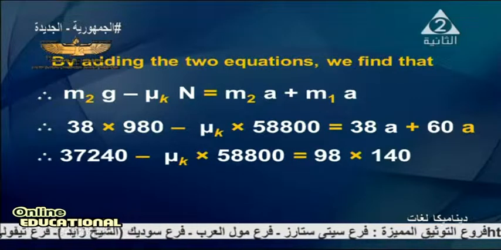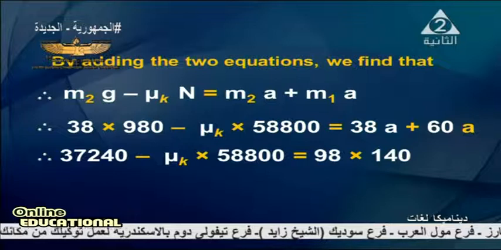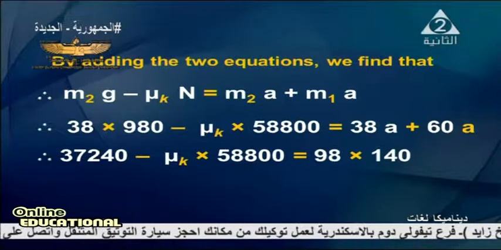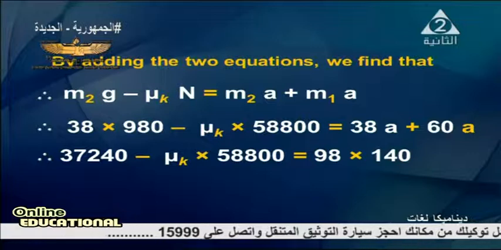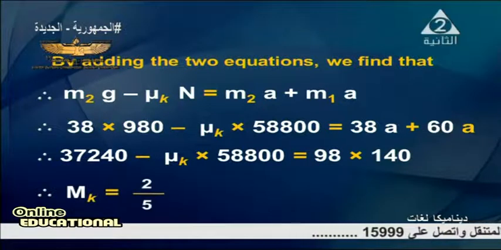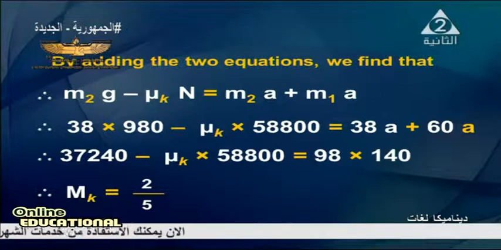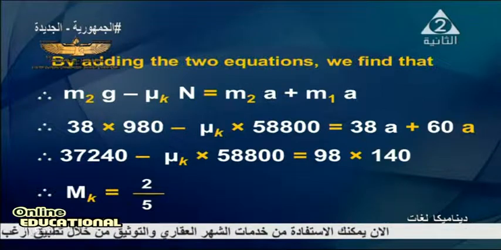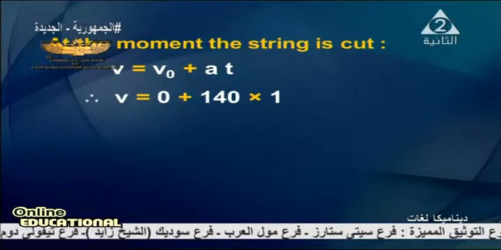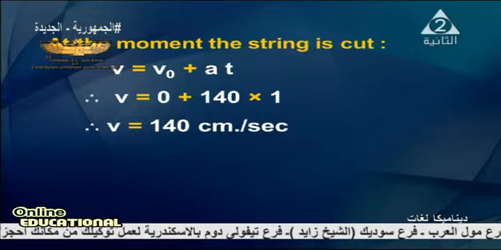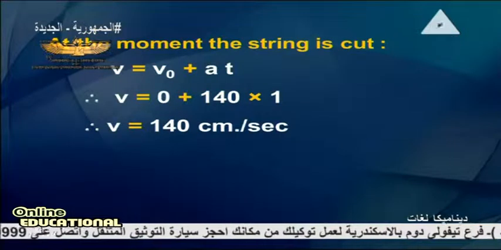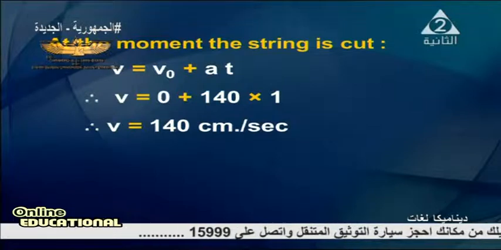Then 37,240 minus mu k times 58,800 equals 98 times 140. Then the coefficient of friction mu k equals 2/5. At the moment the string is cut, V equals V naught plus at. V, the velocity, equals the initial velocity 0 plus 140 times 1. Then the velocity of the system at the moment the string is cut equals 140 centimeter per second.